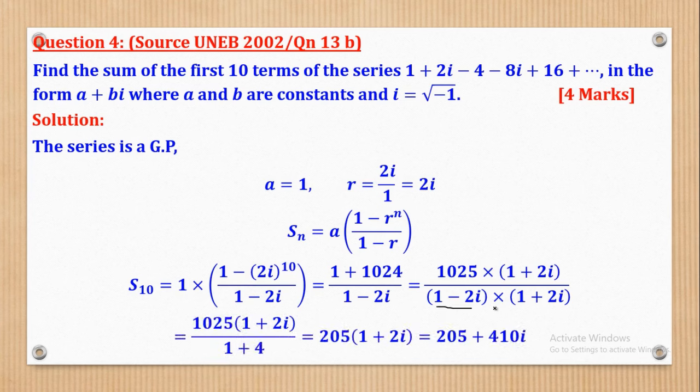So this one is difference of 2 squares, so it will be 1 plus 2 squared, which is 4. Remember, for complex numbers here it has to be plus, not minus. Now this is 5. Now the whole of this 1025 divided by 5 gives me 205. Then from there I'll multiply this with this to give you this, and also this with this to give you that. And that's what they wanted.